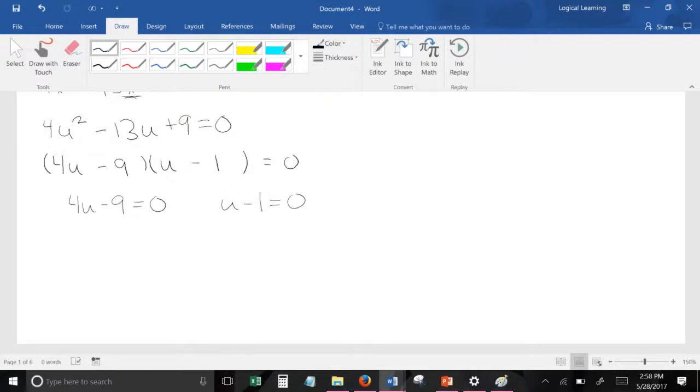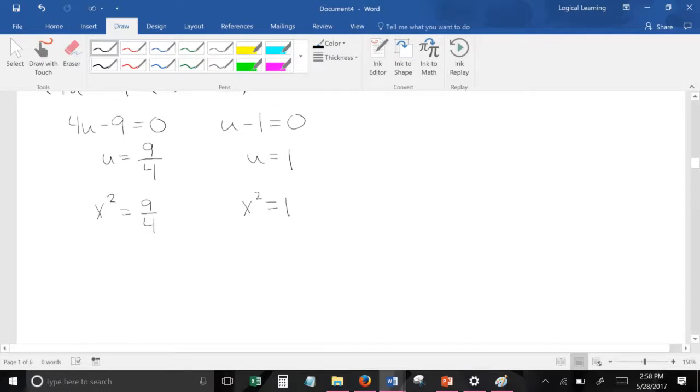And we will get that u is equal to 9/4 and u is equal to 1. Now in this case our u was x squared, so we can just change this to x squared is 9/4 and x squared is 1.